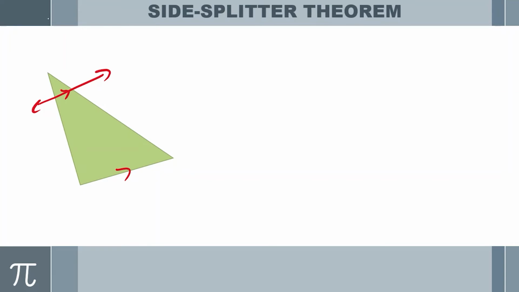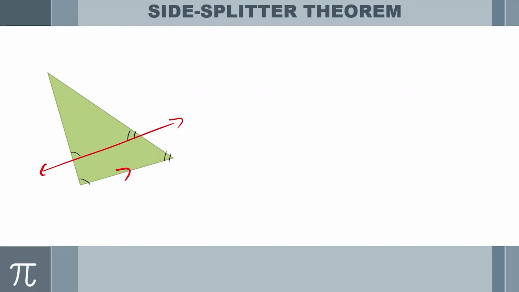As long as it's parallel to this third side, we get similar triangles. And you can see that. If these two lines are parallel, we've got a pair of corresponding angles there. We've got a pair of corresponding angles here. So the two triangles are similar, this small one and this large one. And that's true no matter where you put that side splitter. Okay? So if you put it down here, we still have a pair of similar triangles.